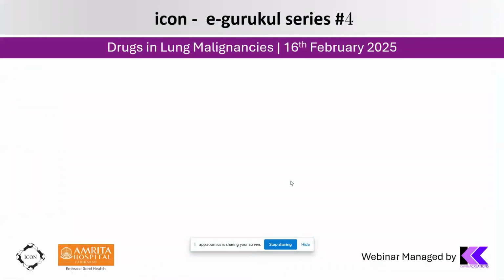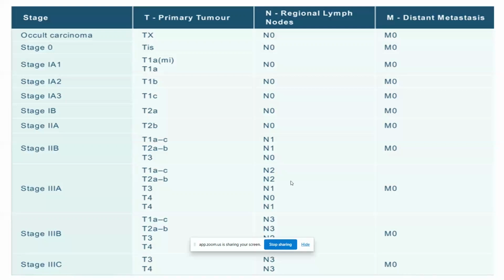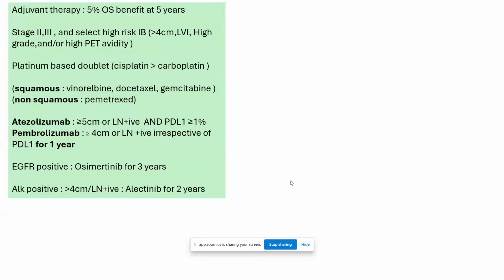First of all, I would like to thank the organizers for this wonderful opportunity. Not wasting much time, I'll start with my talk. This is the 8th AJCC staging for lung cancer, and the first slide will be just the discussion on the brief outline for the treatment of lung cancer.